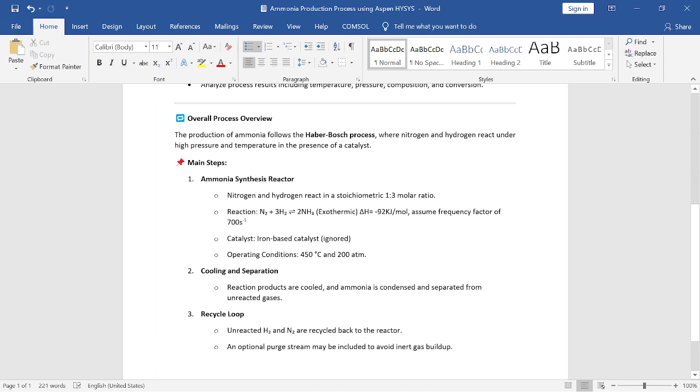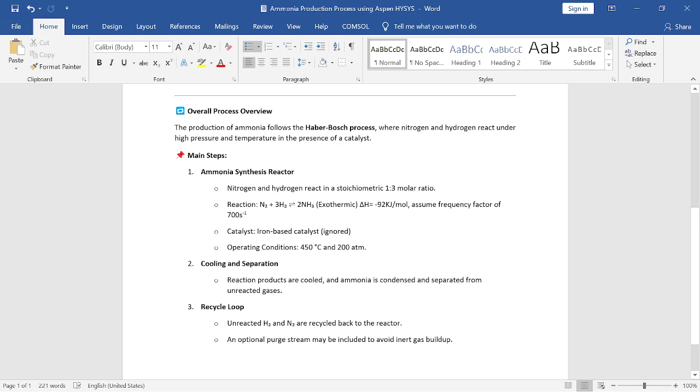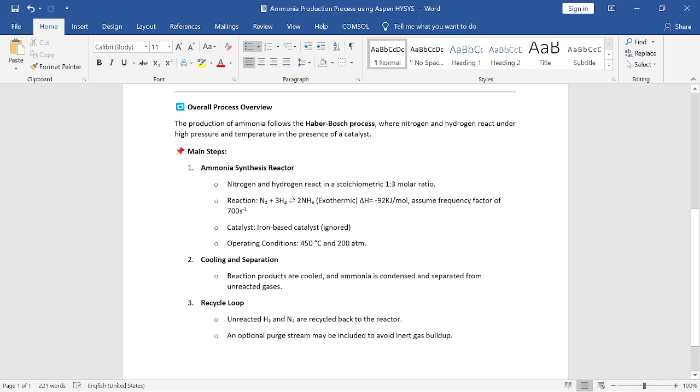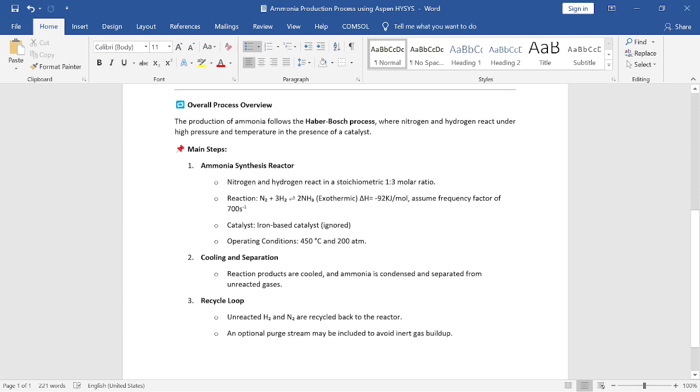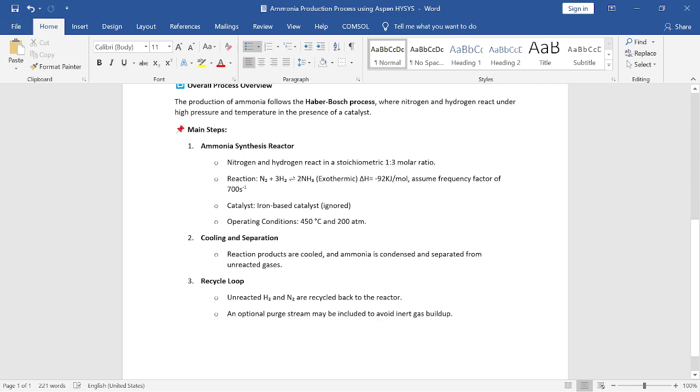Now going forward, let's see what we have here. So the overall process view. What we're going to look at is the production of ammonia, following the Haber's process where nitrogen and hydrogen react under high pressure and temperature in the presence of a catalyst. We are going to be ignoring the catalyst. We're not going to make use of the catalyst because if you want to do that, you have to start talking about loading. So like I said, this is just a simple process for ammonia production.